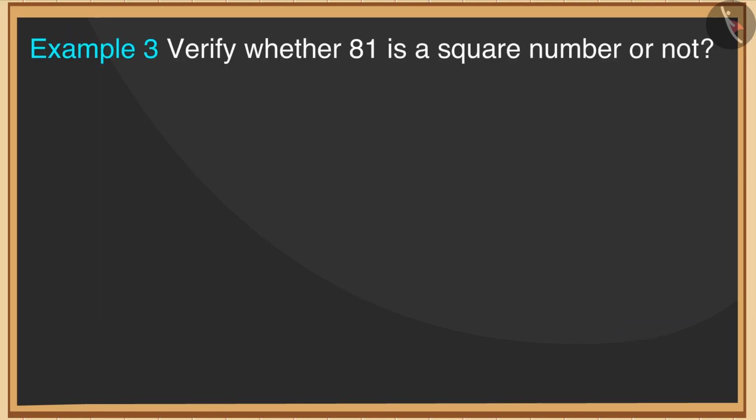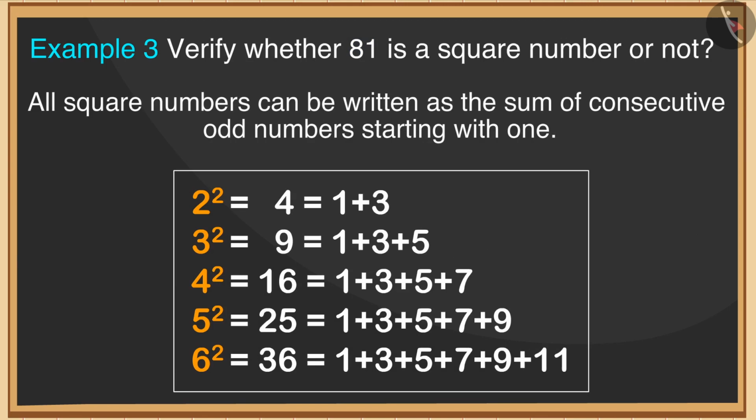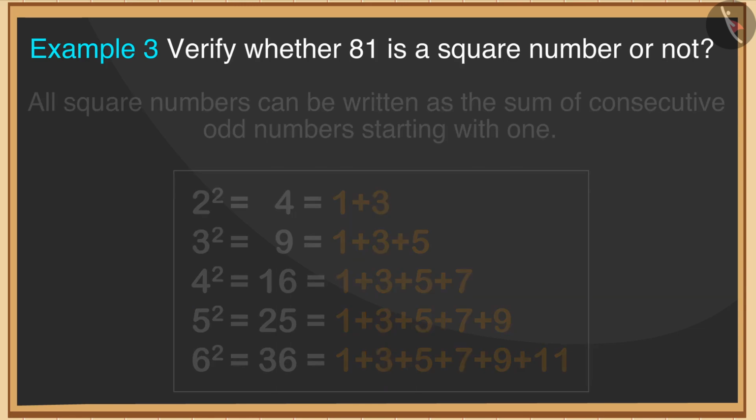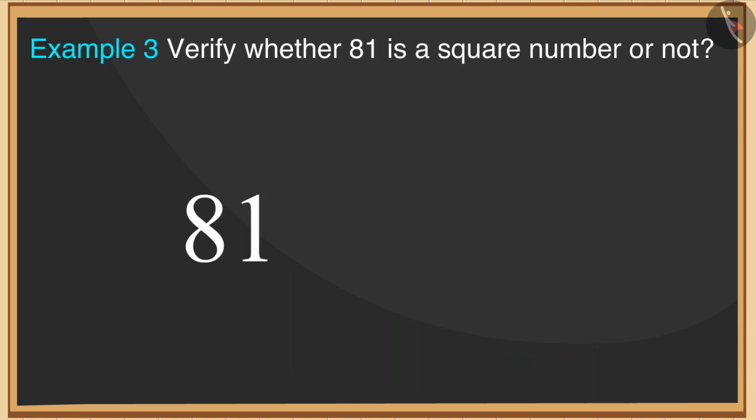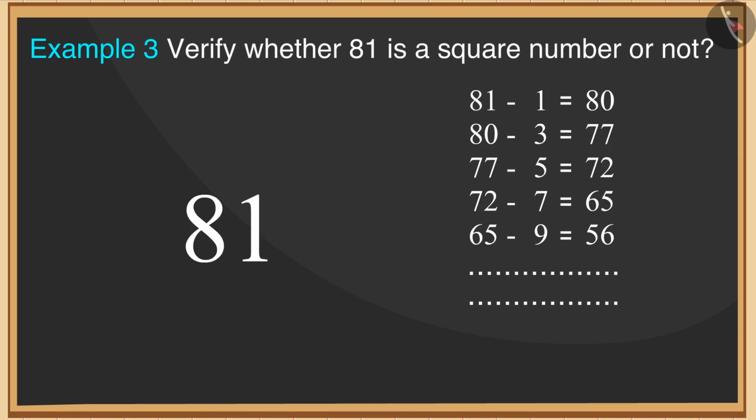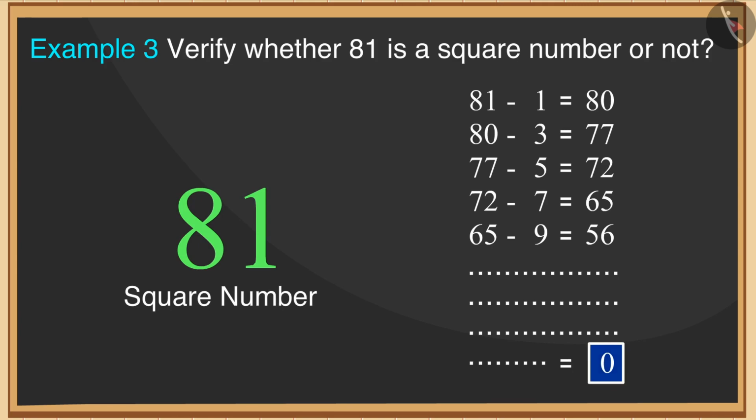Here, if I ask whether 81 is a square number or not, how will you verify? Yes, we can write every square number as a sum of consecutive odd numbers starting from 1. So, we will subtract consecutive odd numbers from the number 81 in their order. If in the end the result is 0, then this number will be a square number. Otherwise, this number will not be a square number.